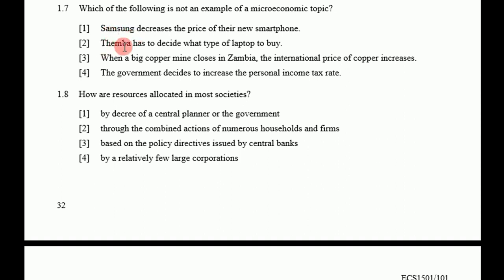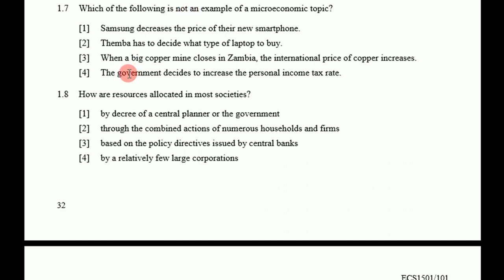When it's macro, it means we are looking at the economics from a broader perspective, like inflation. You cannot talk about inflation for Samsung, it's for the whole country. Unemployment is for the whole country. Price stability, GDP, is for the whole country. You cannot talk of GDP for a particular company. So that's the difference. Here, which is not an example of micro, we need an example of macroeconomics.